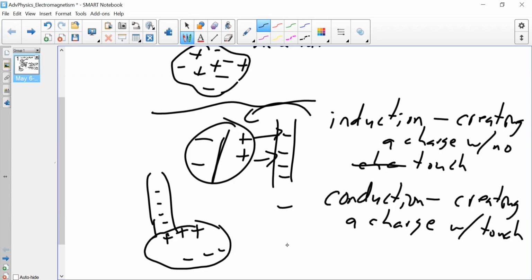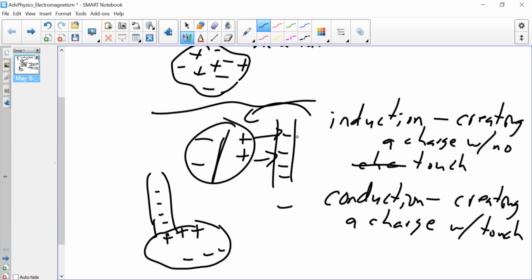So we have three different ways that we can create a charge. Conduction, balloon on hair. Induction, without touch, bring it together, and we have a bending action with the water stream and the like. And then polarization, just kind of like in the mechanism of induction, we have created polarity. We have a positive pole here and a negative pole.